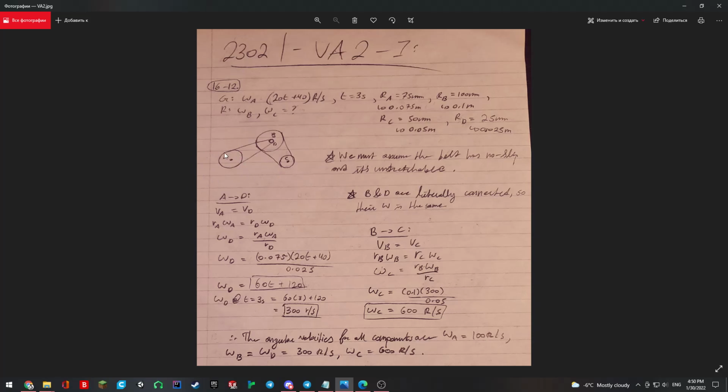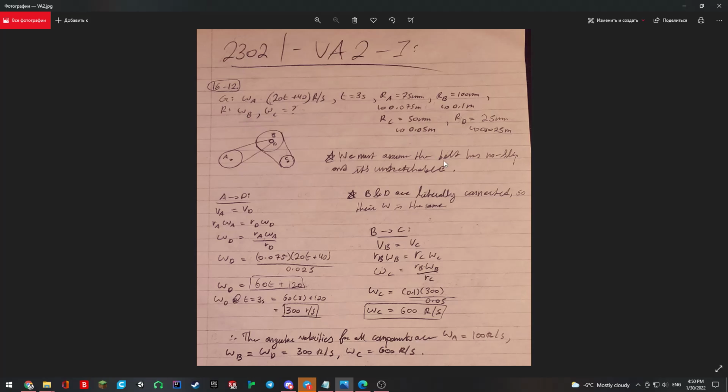Right off the bat, I drew a little diagram visualizing everything that's going on and listed all the different radii corresponding to their points and all the other information that I wrote above, such as what we need to find. So we need to find omega B, omega C, and omega D.